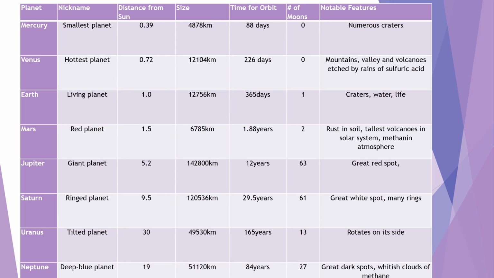I've added this table in the PowerPoint. This is also in your student booklet. I'm not going to go through all of this information, but this is here for you. It lists all of the planets of our solar system, their nickname, distance from the sun, size, time to orbit the sun, number of moons, and some unique or notable features. This would be an important table to have when you're doing the quizzes, or just to know more information about each planet.